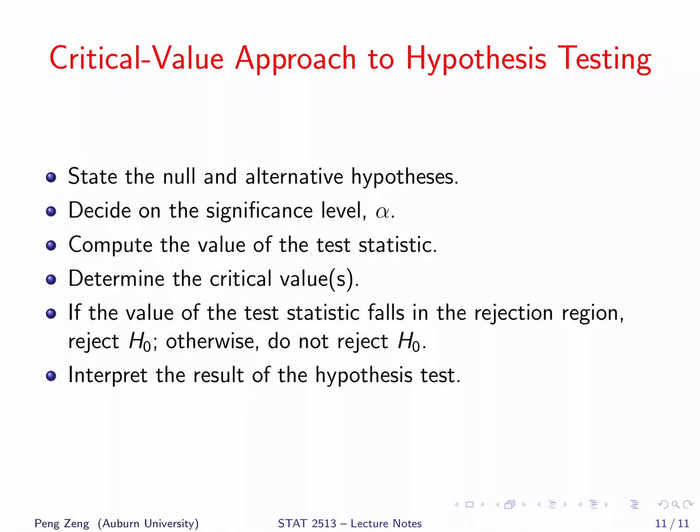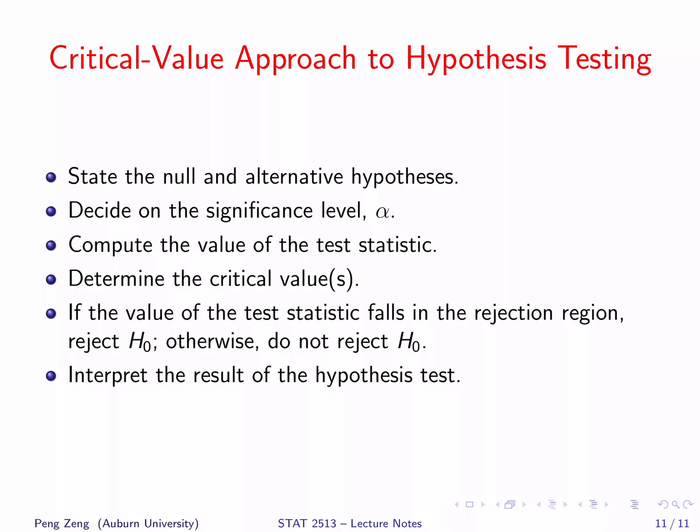This slide summarizes the steps to use the critical value approach to hypothesis testing. First, we need to correctly state the null and alternative hypothesis. Then, decide on the significance level alpha. The value of alpha is usually a convention. In most disciplines, it is 0.05.